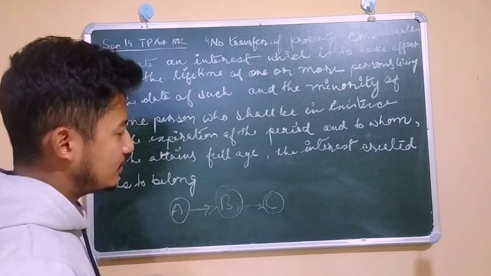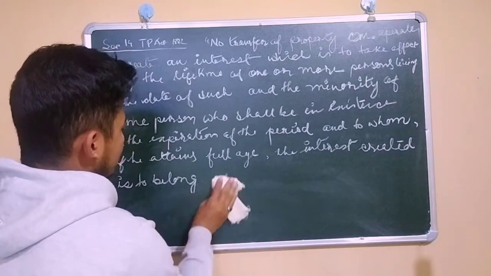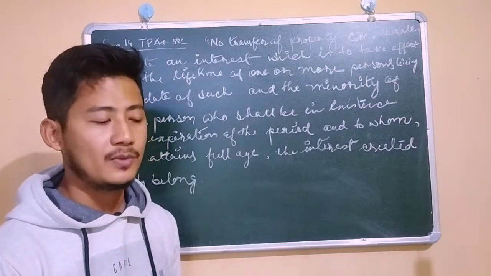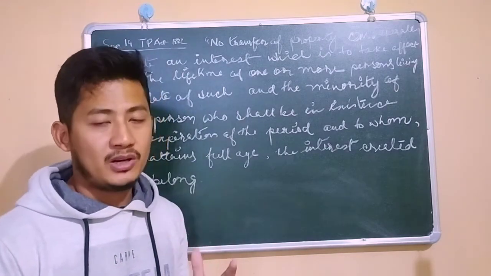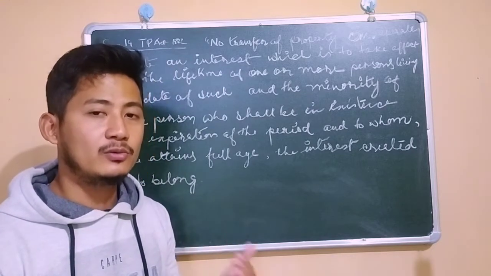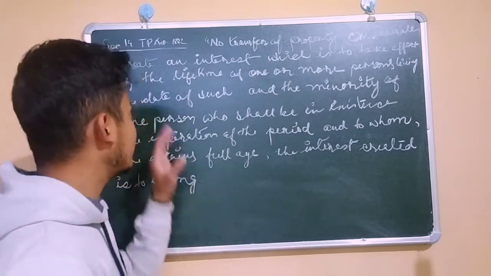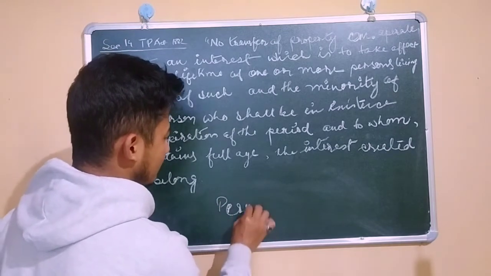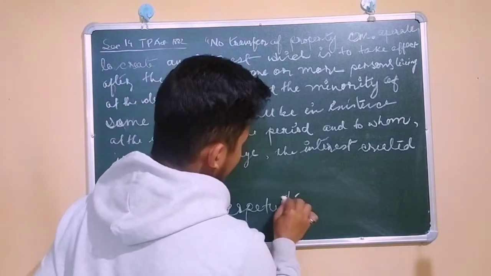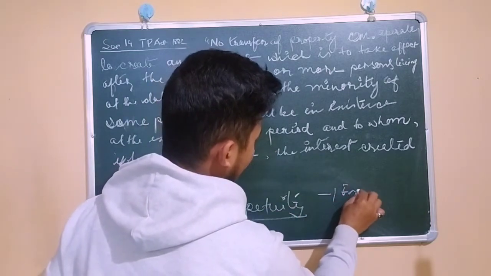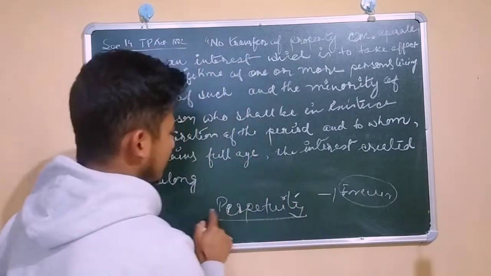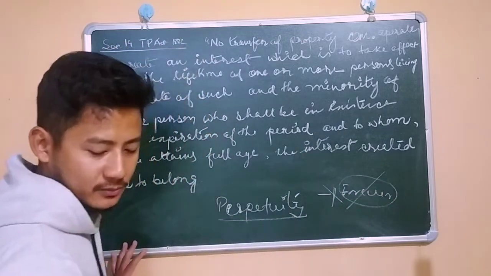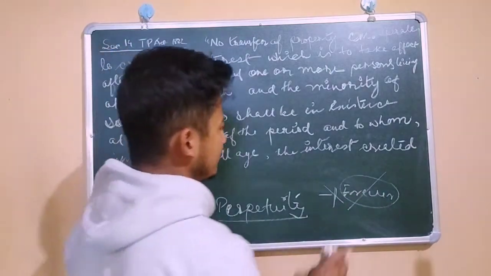So what does section 14 talk about? It is very important. Section 14 of the Transfer of Property Act talks about the rule against perpetuity. So what is perpetuity? Perpetuity means permanent, forever. Section 14 provides the rule against perpetuity. It puts a restriction on transfers which are made for forever. Section 14 puts a bar against those transactions which are created for forever.